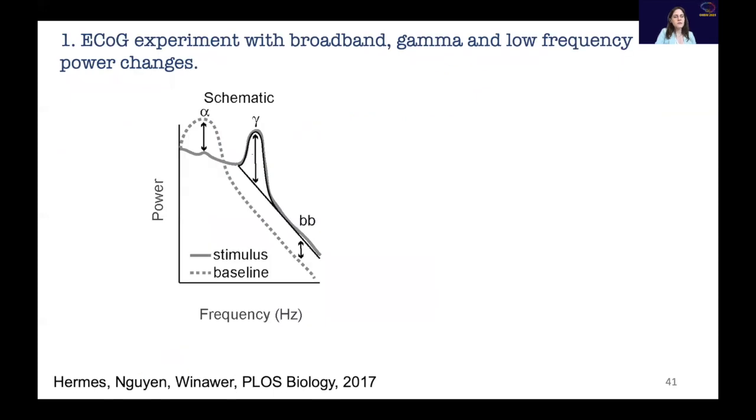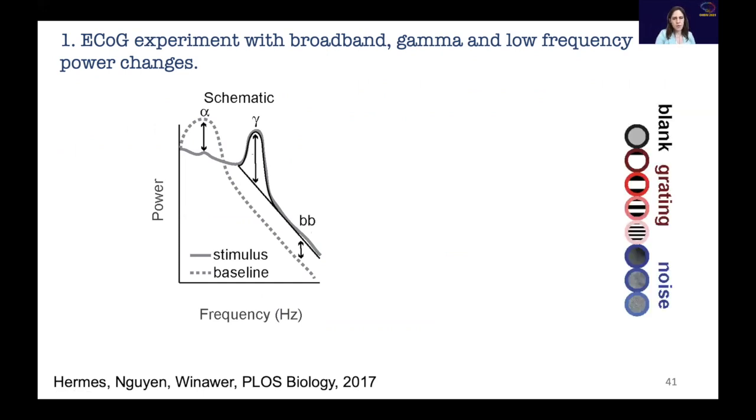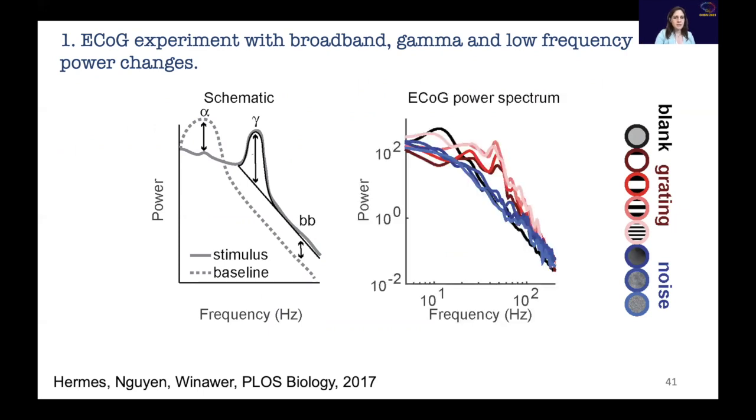And so let's start with this ECOG experiment that induces high frequency broadband, narrowband gamma, and low frequency power changes. So low frequency power typically decreases compared to baseline, and broadband and narrowband gamma typically increase. And these 3 features have all been correlated with volt increases. And so we have this experiment where we showed the patients blank stimuli, gratings, and noise patterns, and we found that in this experiment, we see broadband changes, narrowband gamma changes, and low frequency power decreases that are different for the different stimuli. So we can dissociate these 3 features.